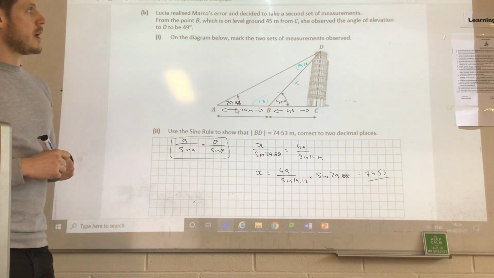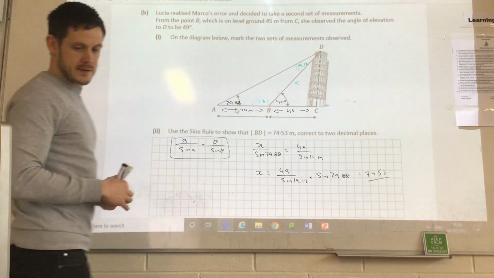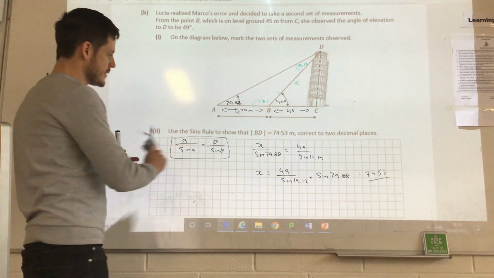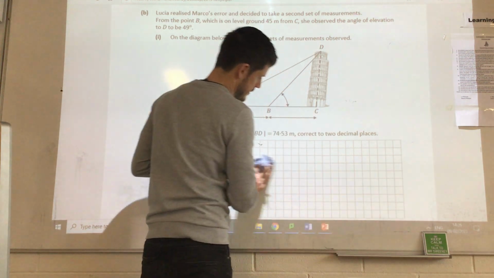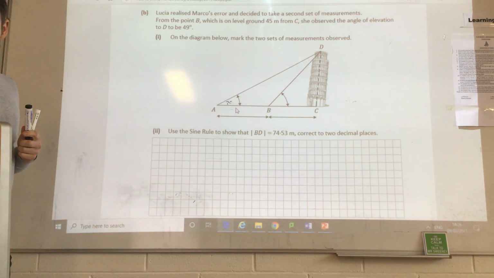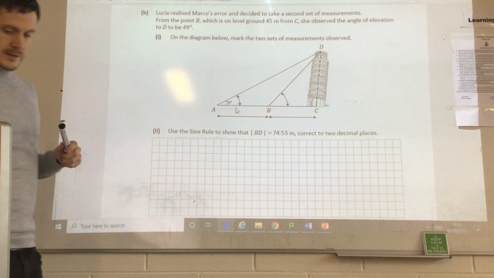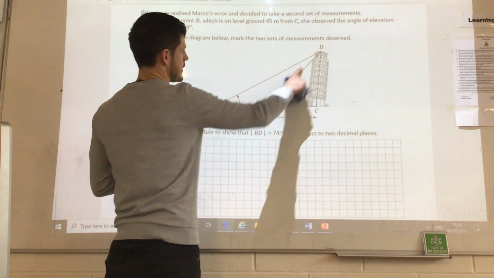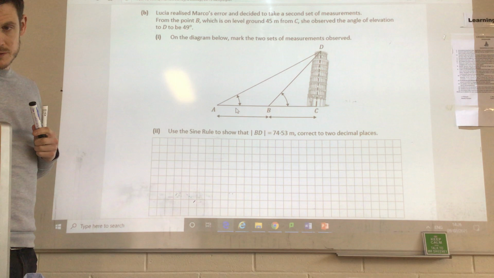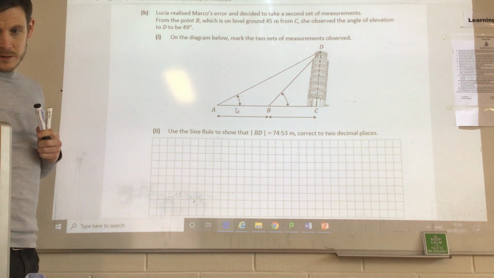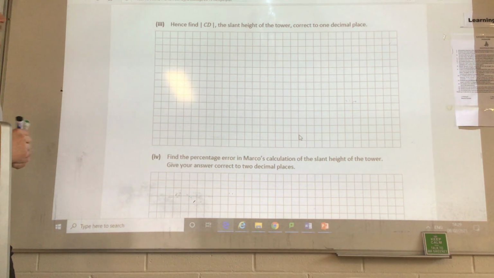Next one, we're going to use this answer in it, and we're going to figure out something a little bit different. So I'm going to get rid of all this here and scroll down. Now, I am going to need this part of the diagram, so I'm going to redraw that just as a triangle. So this says, hence find CE, the slant height of the tower.